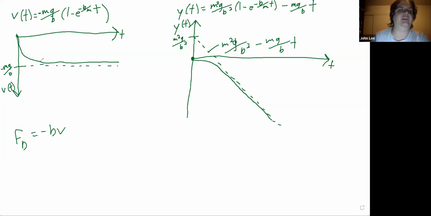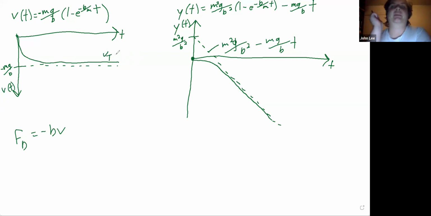And then as time goes on, e to the negative b over m t goes to 0, not 1 minus e to the negative b over m t goes to 0. So this approaches negative mg over b, which is the terminal velocity, v terminal.